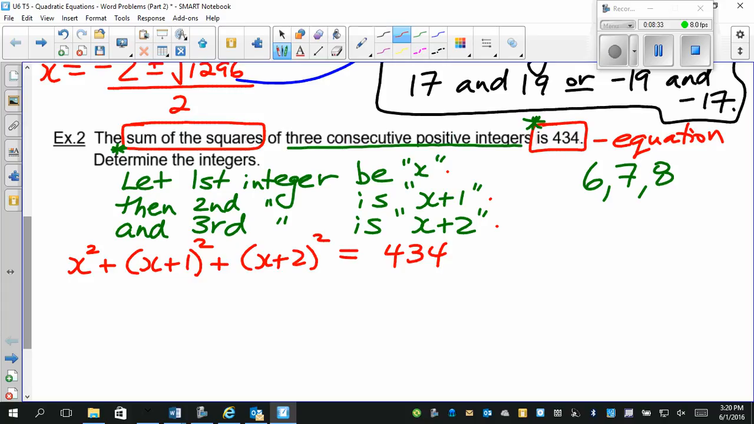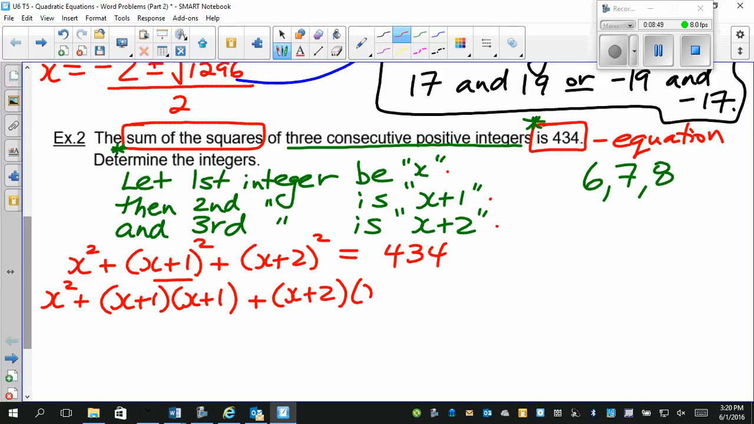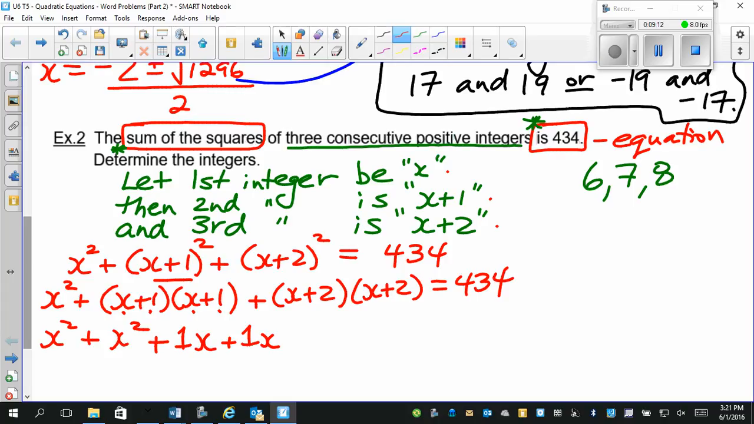So now I'm going to have to do some work here to get rid of the brackets. So remember, if I have (x plus 1) squared, that means (x plus 1) times (x plus 1). And if I have (x plus 2) squared, that's going to be (x plus 2) times (x plus 2). So now we'll do some FOIL. So x times x is x squared. X times 1 is plus 1x. 1 times x is plus 1x. And 1 times 1 is plus 1.